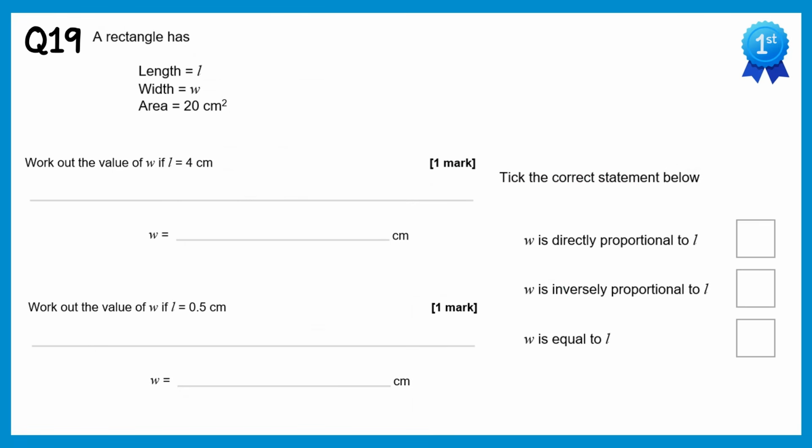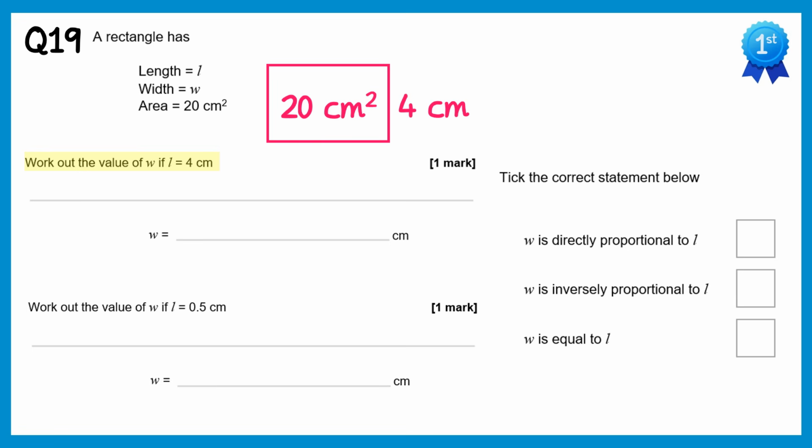In this question we have a rectangle, and we're told its area is 20 centimeters squared. For the first part of the question we're asked to find W if L equals 4. So let's label on the length being 4 centimeters and we need to find what the width is. So we just need to work out what we would multiply 4 by to get to 20. To do this we can just do 20 divided by 4, which gives you 5.